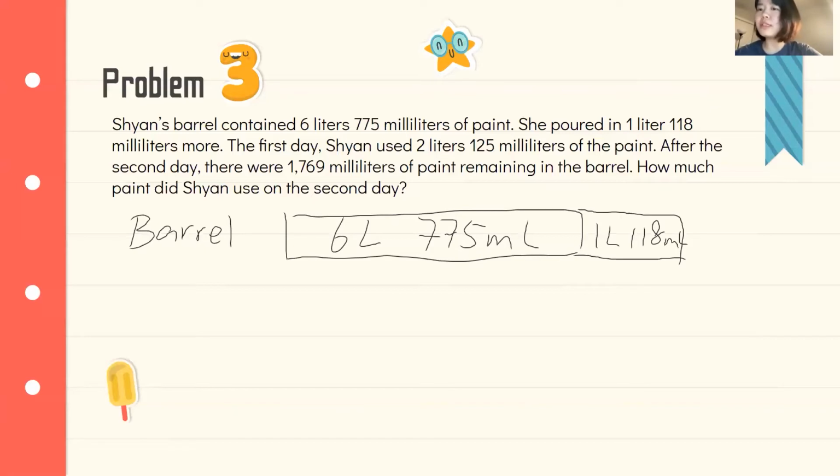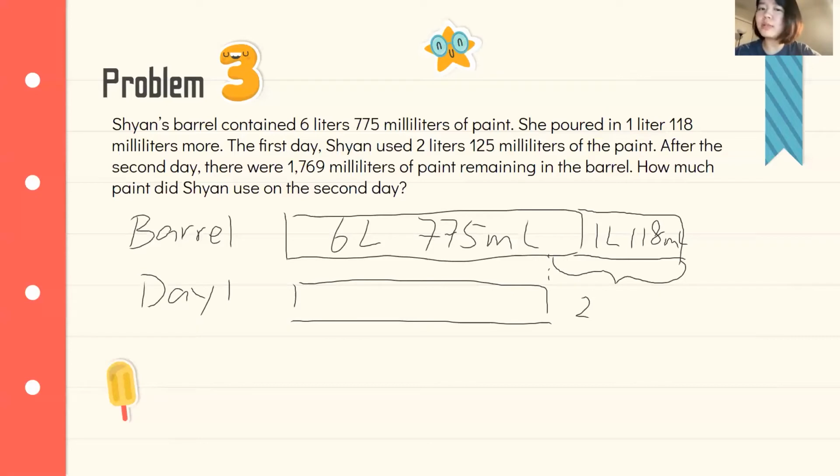Okay, and the first day, she used 2 liters, 125 milliliters of the paint. So I will draw another bar right here for day 1. And we don't know how much paint is left in the barrel, but we know how much she used. So I will draw a little bit less, probably right here. And this extra part will represent 2 liters, 125 milliliters.